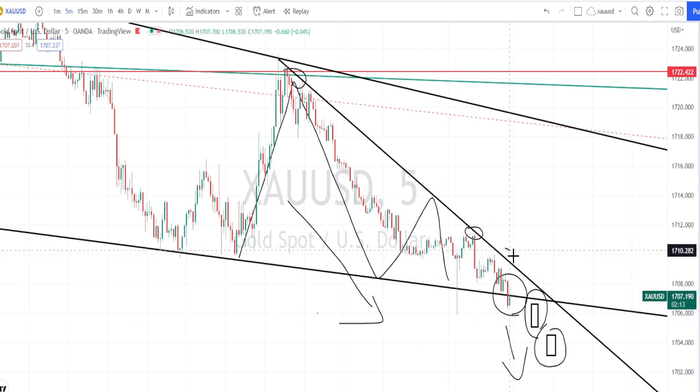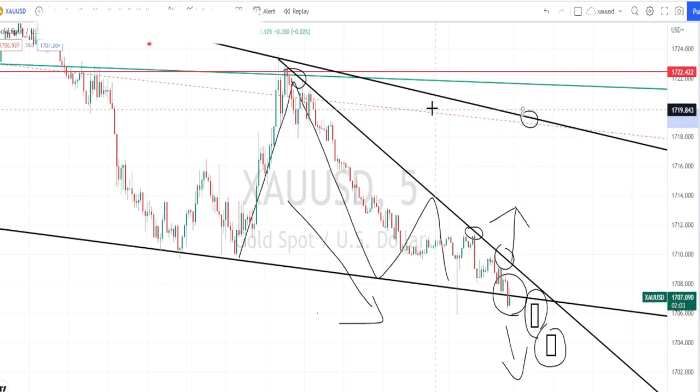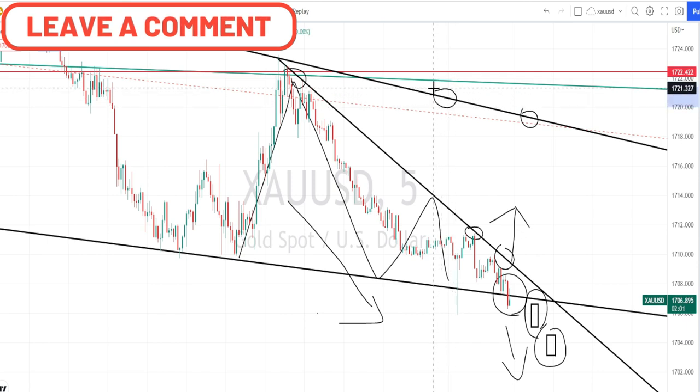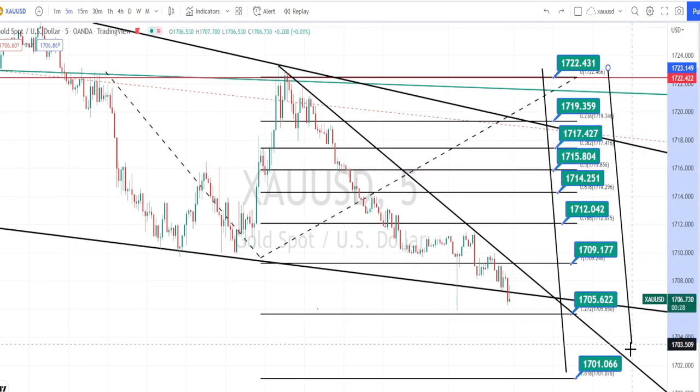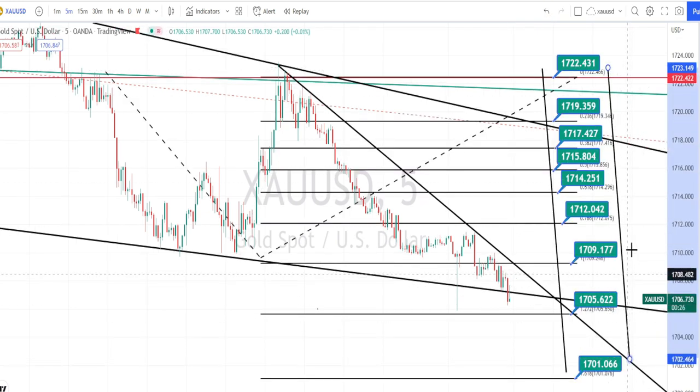And if the price action breaks this resistance line, we can expect the bullish side retracement to start in 5 minutes time frame. And the next level of resistance is going to be the resistance line from the hourly time frame. Let us mark the support and resistance levels. So these are all the resistance and support levels for 5 minutes time frame. That's all the analysis for today.